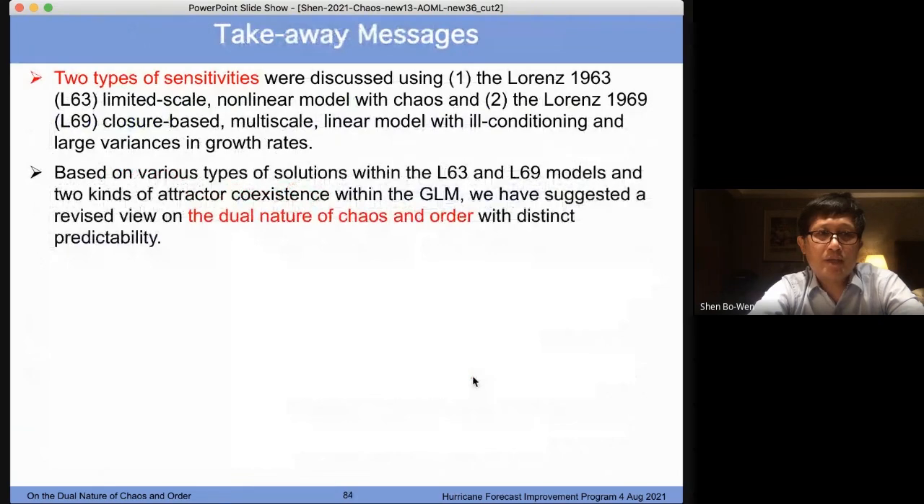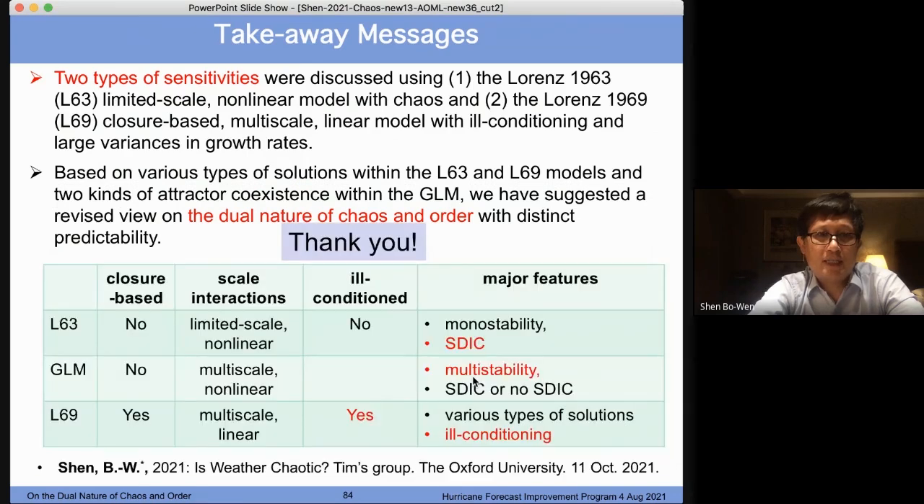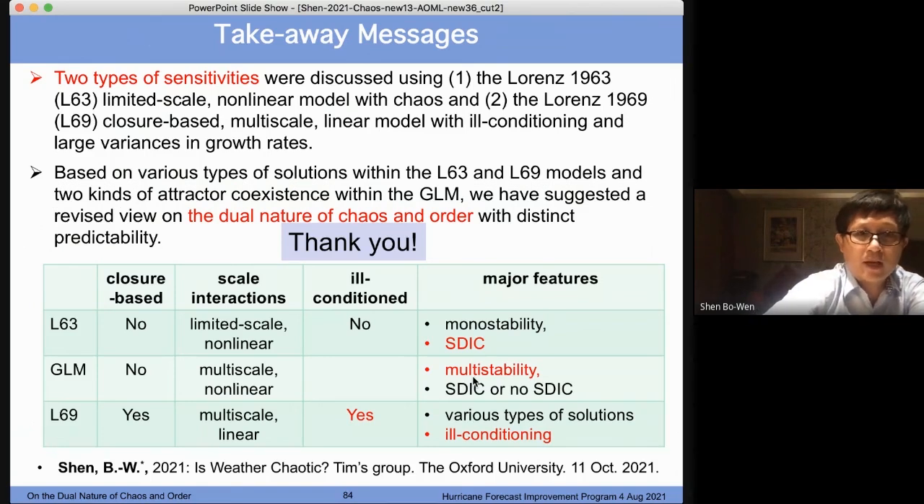Here are takeaway messages: two types of sensitivities, dual natures of chaos and order. This concludes my talk. Thanks for your attention. I'm taking questions and comments from now. Thank you.